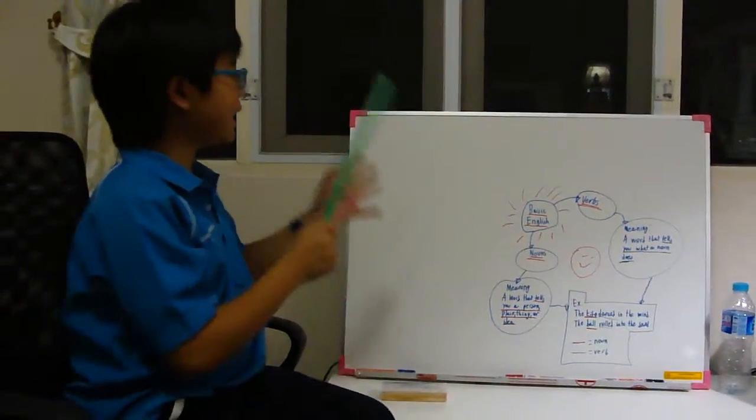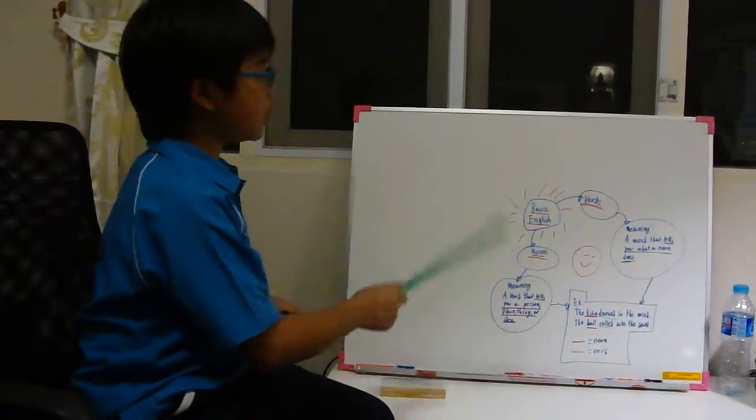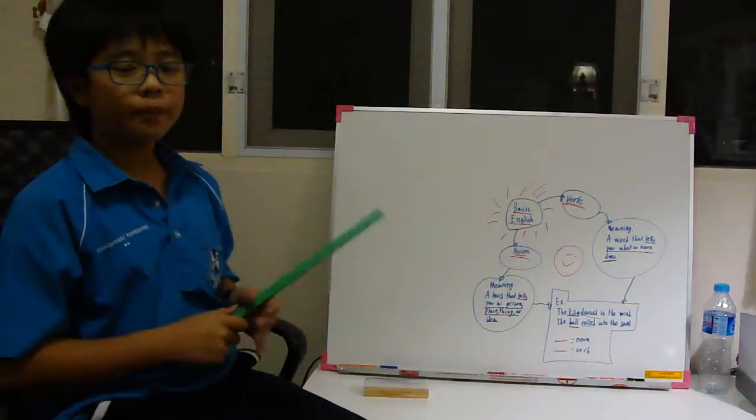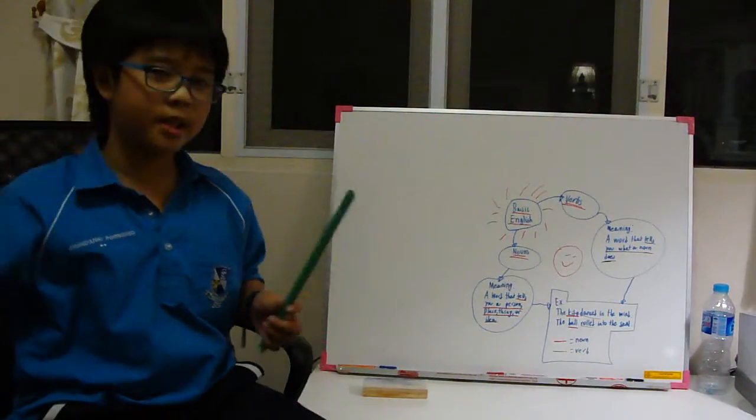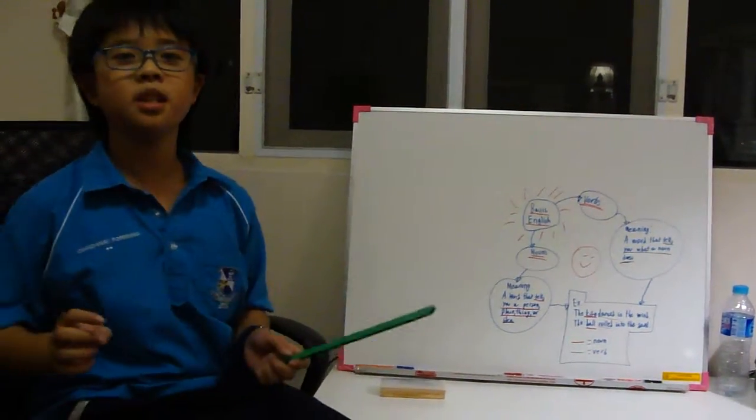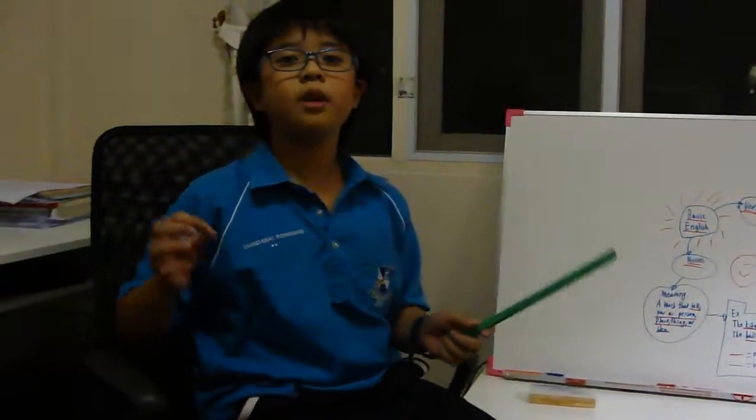So with nouns and verbs, you can make a sentence. But there's tons of other types of words that we're going to learn in the following videos.